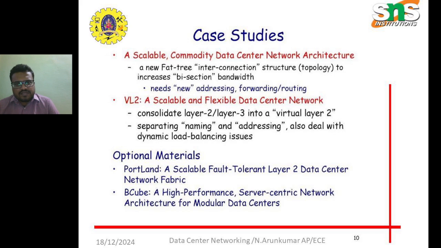Scalable commodity data center network architectures are based on bandwidth operations, because it is forwarding the data from one frequency to another frequency. Through the highest frequency, we are able to calculate. So the particular distance we can match by the bisection bandwidth model, so that we can implement and address or forward the data to the users. And next one is optional materials. So PortLand and BCube are the materials which are used to configure the Cisco model devices.